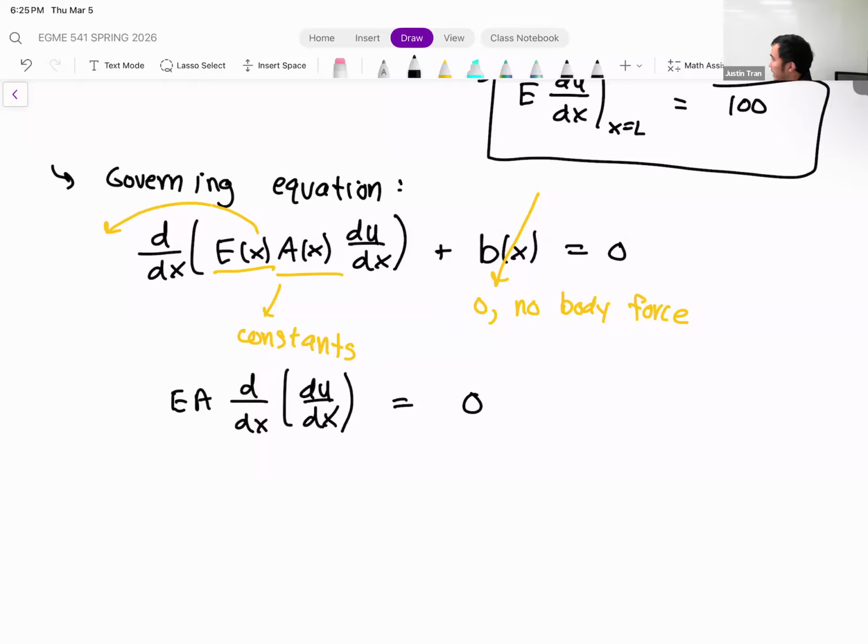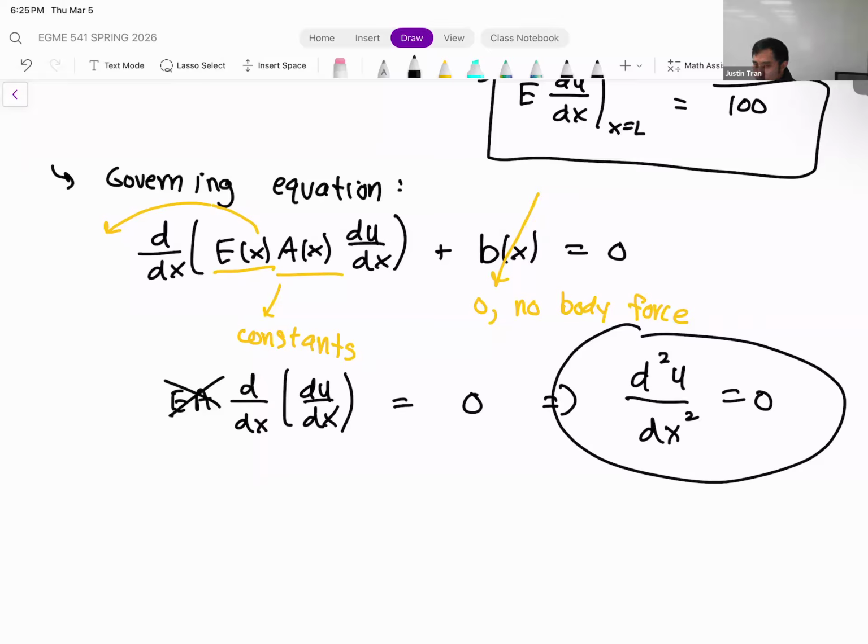All right. And so if E and A are constants, and the right-hand side of this equation is 0, we can go ahead and divide both sides by E and A, so we can cancel those out, right? We apply that derivative in there, and what we get is d squared u dx squared is equal to 0, okay? So very, very simple differential equation in this case.